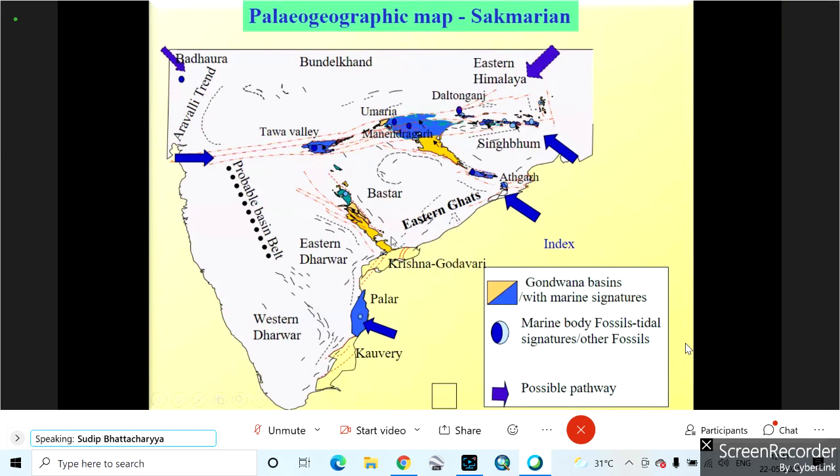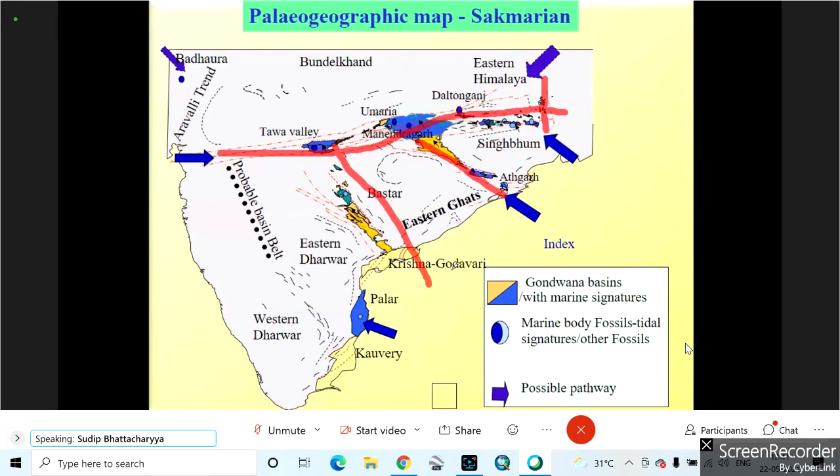Now, the paleogeographic map of the Sakmarian stage. Okay, so what happened? These basins in India, this is the main Gondwana basins. I am not going into this detail. This is the Mahanadi Rift, the Godavari Rift. Then it is the Son Narmada, and after that the Damodar Koel Valley Rift. So this is one, and another small rift is there, this one. This is the Rajmahal.